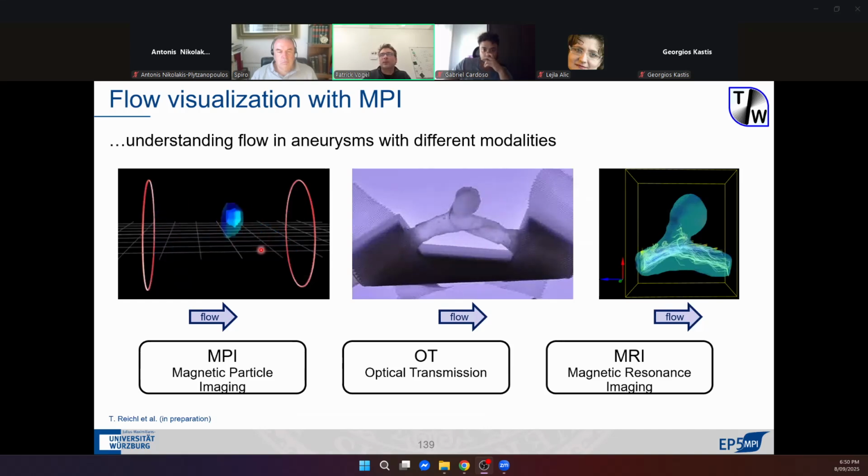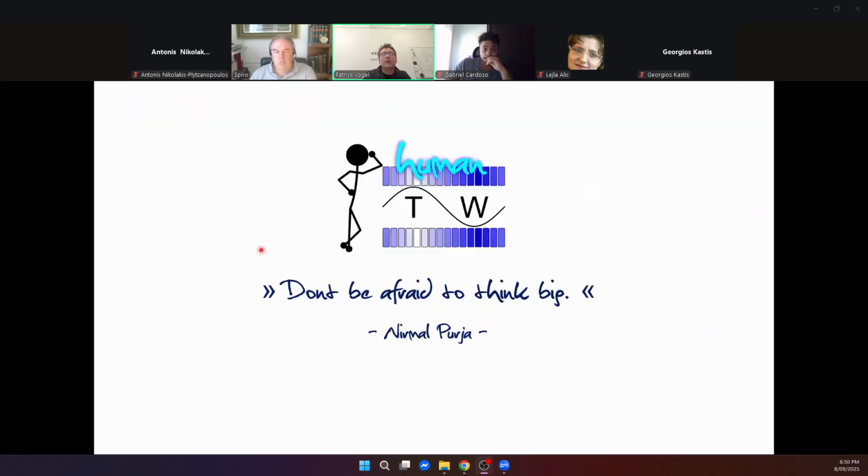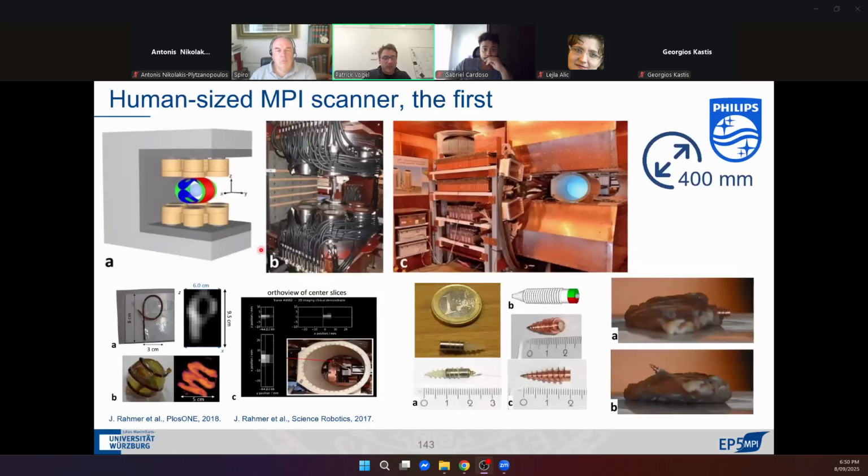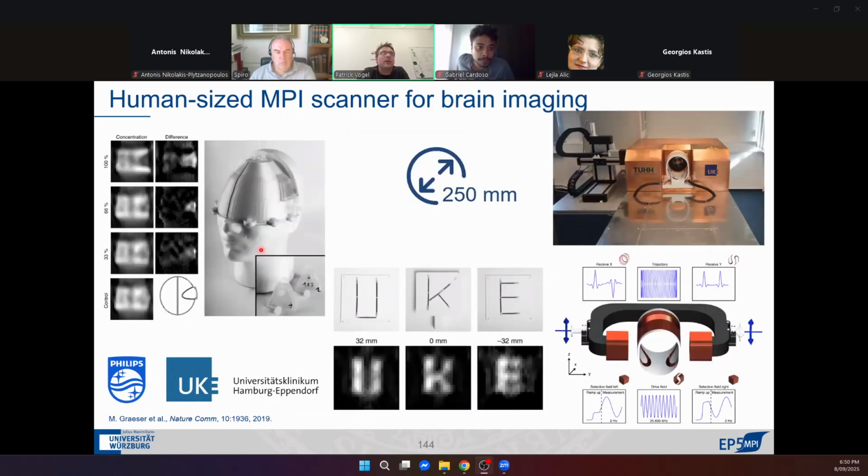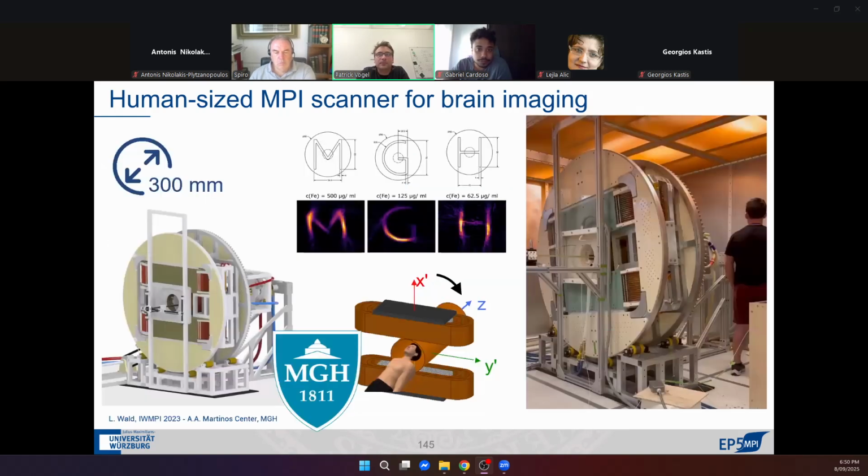So this is one of the topics we are working on here in Würzburg. But one thing, of course, is just make it bigger. And there are different approaches. Here from Philips, human-sized. Here from also from Philips and also Hamburg, head size scanner.